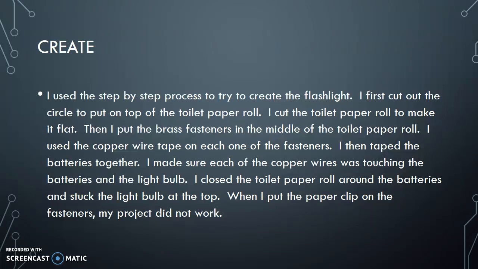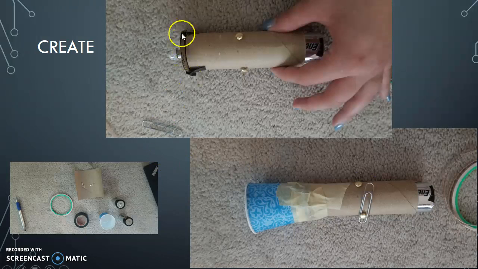The first step that I did was I cut out the actual circle for the light bulb, because I wanted to make sure that it was going to be lining up correctly. I then cut the toilet paper roll in half, as you can see, and I have my brass fasteners in the middle. From there, I took the copper wire that we were given in our material kit, and I put it on both sides of the brass fastener.